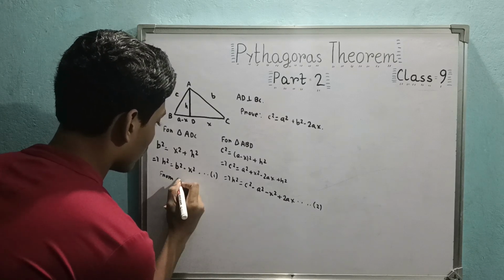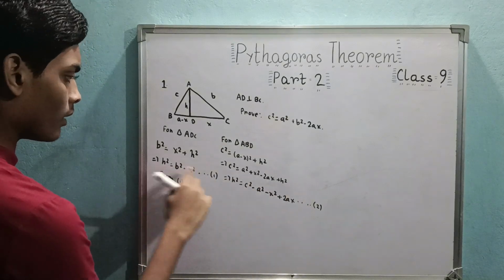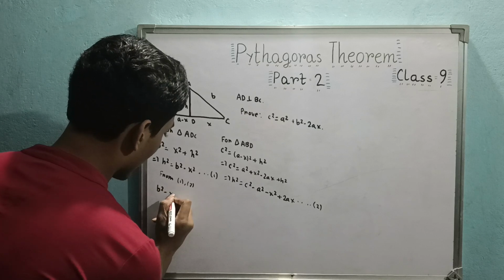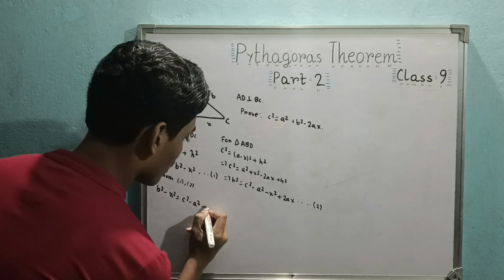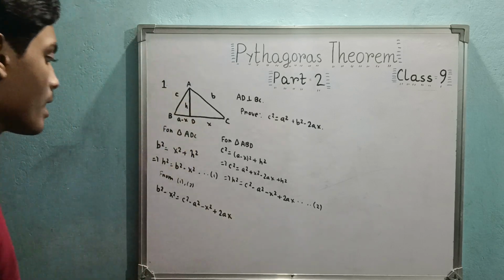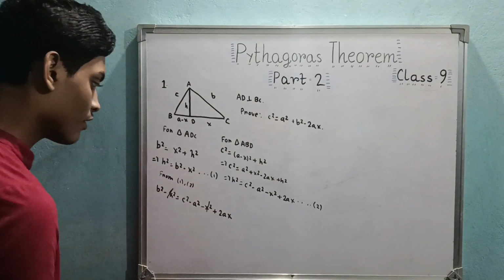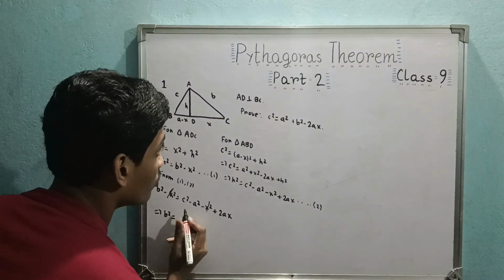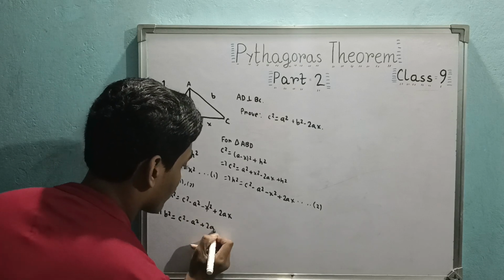From 1 and 2, both values are for H square, right? B square minus X square equals C square minus A square minus X square plus 2AX. Now see, minus X square on both sides gets cancelled out. What remains? B square equals C square minus A square plus 2AX.